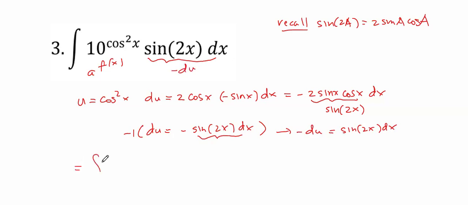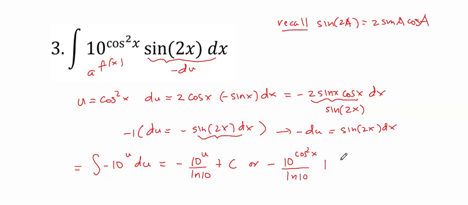So the integral becomes 10 raised to u, and then this is negative du. So it reduces to an exponential function. So we copy the negative sign. What is the integral of an exponential function? Itself. It is 10 to the u over ln of 10. Don't put an absolute value there. There is no absolute value there because a is always positive. And then plus c. Or this is negative 10 raised to u, that is cosine square of x, and then over ln of 10 plus c.